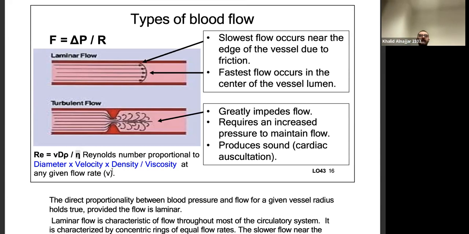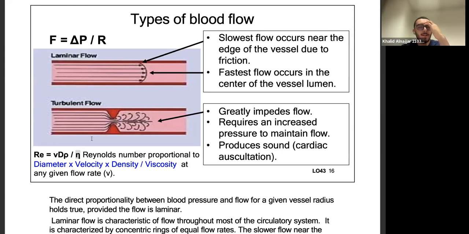What is viscosity? Viscosity is how thick the blood is. It's not density, it's how thick the blood is. I want you to think of water and honey. Honey has a very high viscosity, water has a very low viscosity. You get me?